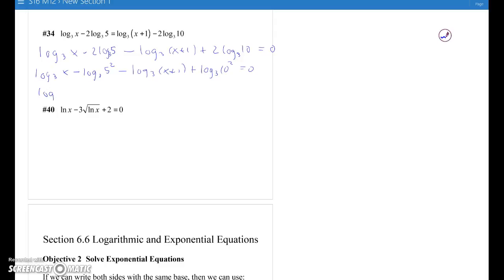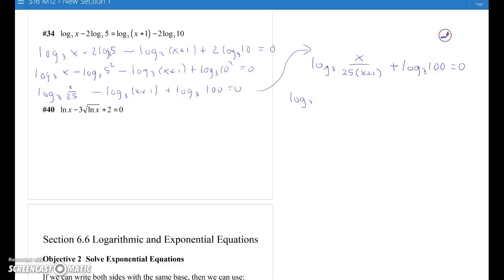So that's going to be log base 3 of x over 25. Then I have minus log base 3 of x plus 1 plus log base 3 of 100 equals 0. So I'm going to come over here and continue. I know that if I have a minus a log, that needs to go in the denominator, the argument. So I'm going to have log base 3 of x over 25, and now an x plus 1 in the bottom also, plus log base 3 of 100, and this is still equaling 0.